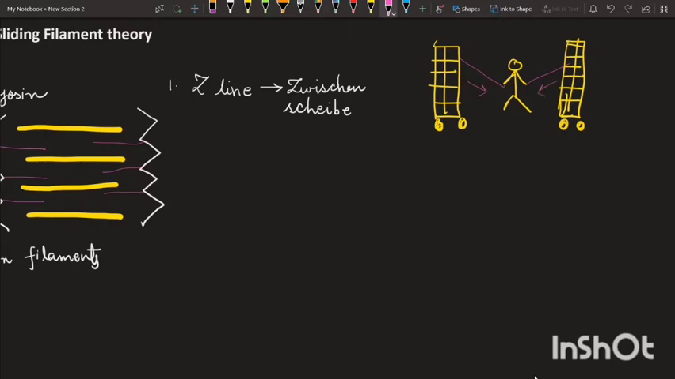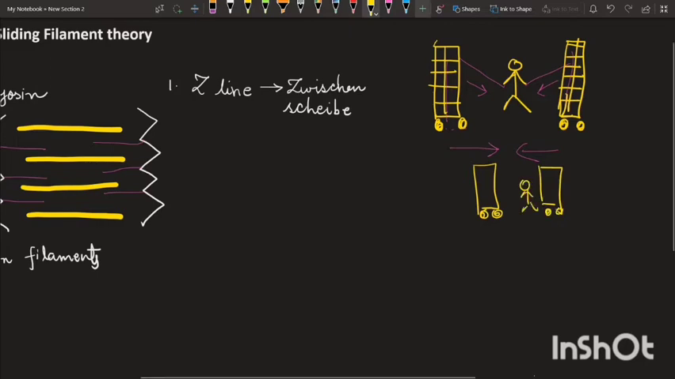Okay, now what will happen? Do you think these two, because these book racks have wheels, it is going to come near the person. Okay, so it will come near. So what will be the new position? The new position will be a little bit closer, right? The person is over here.